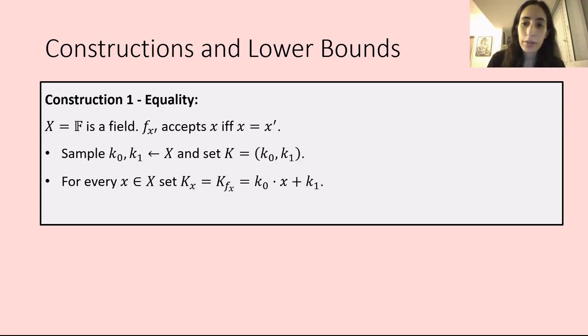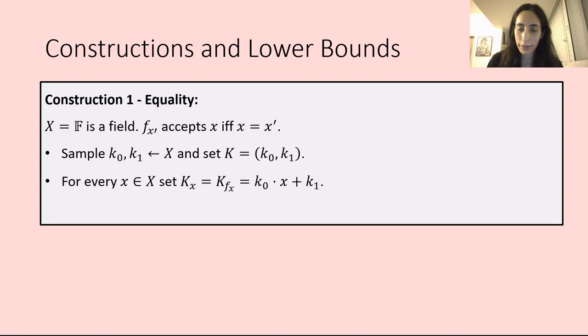So here is how the construction would look like. In order to generate the common reference string, we sample a random linear function over the field. So this is equivalent to sampling two random values in the field. And now whenever we want to compute k sub x, or whenever we want to compute k sub f of some x, we would do the same thing. We simply evaluate the random linear function over the corresponding inputs. So we take the input x, we multiply it by k sub 0, and then we add to it k sub 1.